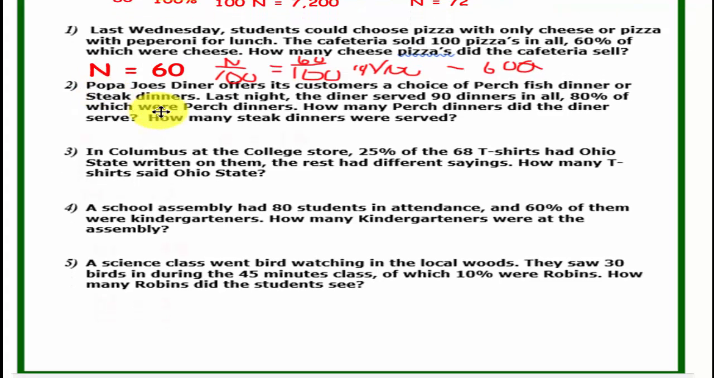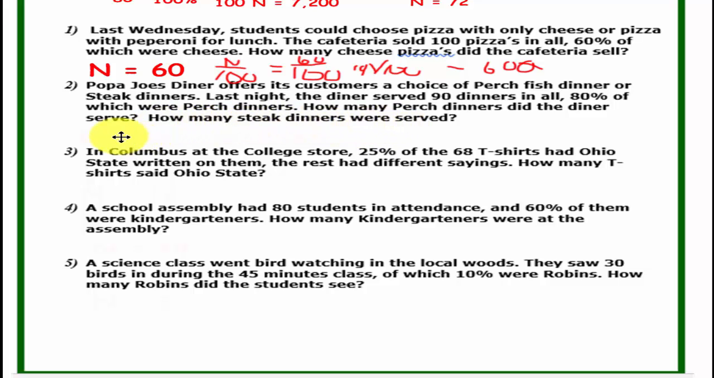Okay, the next one, Papa Joe's Diner offers its customers a choice of perch fish dinner or steak dinners. Last night, the diner sold 90 dinners in all, 80% of which were perch. How many perch dinners did the diner serve? Uh-oh, another question. How many steak dinners were served?